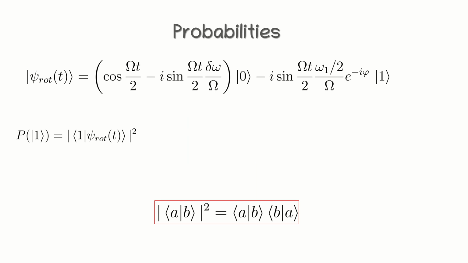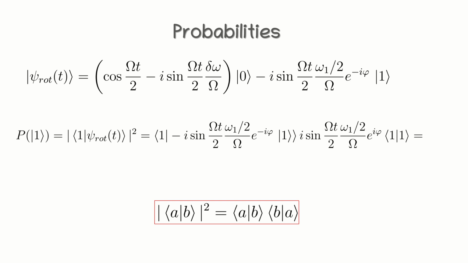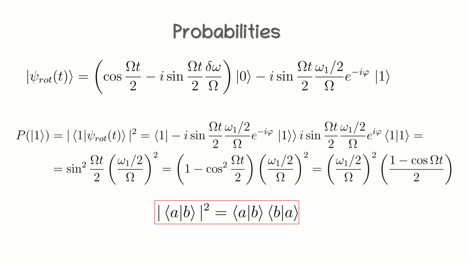At last, we have everything to calculate what we will see in an experiment. According to the measurement postulate, the probability to measure the qubit in state 1 is the following squared inner product. We expand this expression according to the rule shown on the screen. After some simple math, we get the formula for the probability to measure state 1. The probability to measure state 0 can also be obtained from the measurement postulate, and it is 1 minus the probability to measure state 1.